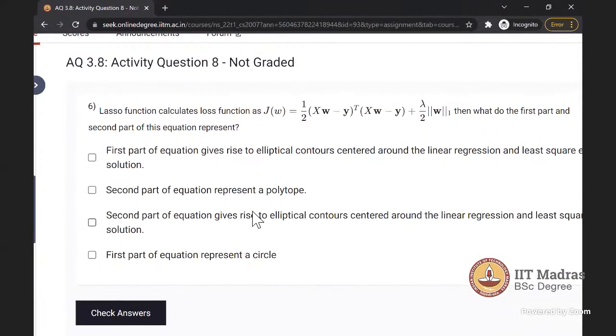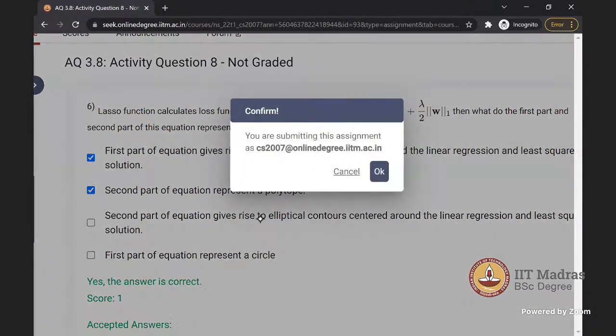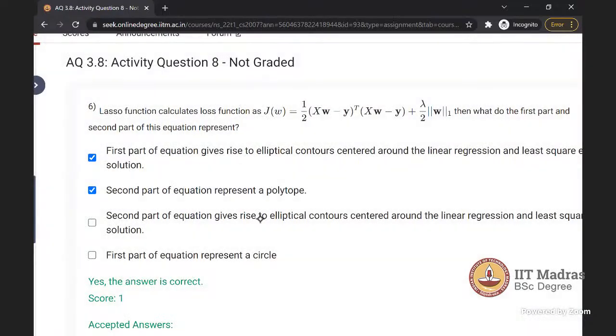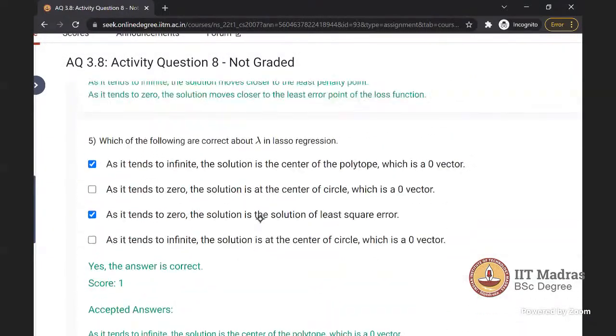Question number 6. Lasso function calculates loss function as, okay, then what do the first part and the second part of the equation represent? Second part is polytope. We already discussed, and I think this is yes. Second part of the equation represents a polytope. First part represents elliptical contour center. Exactly. All right, let's see the answer of this question.